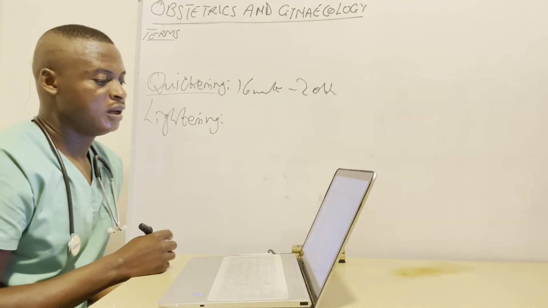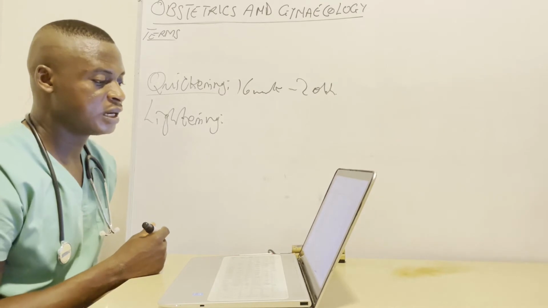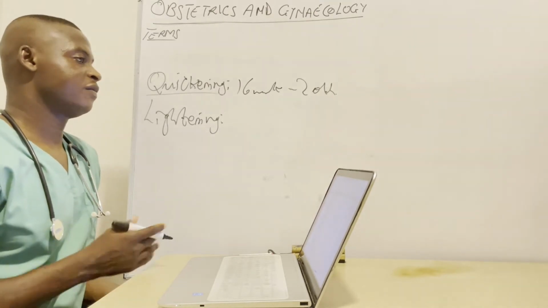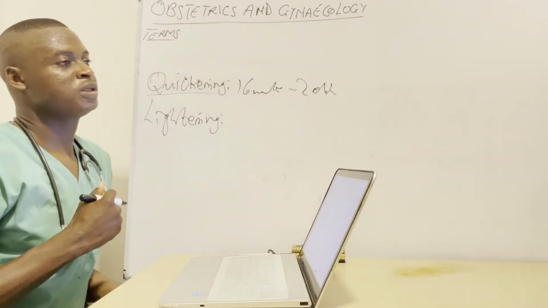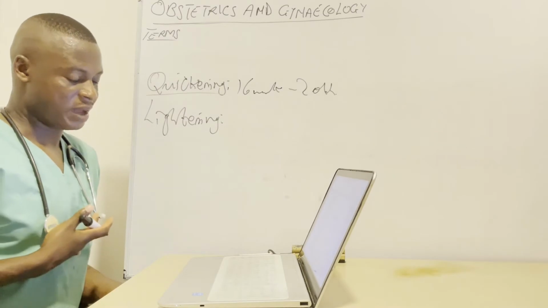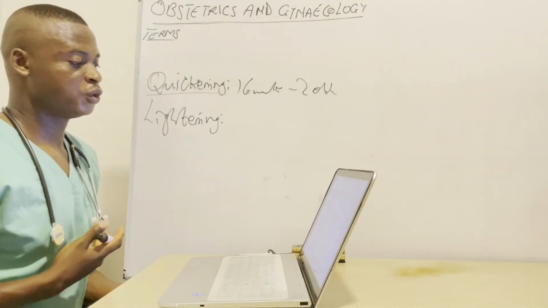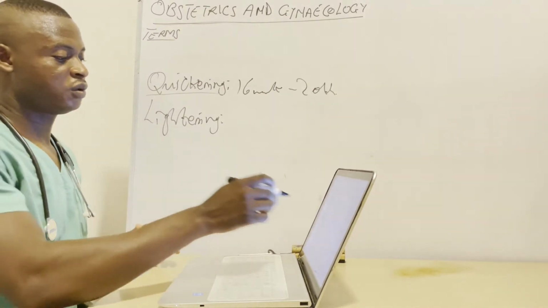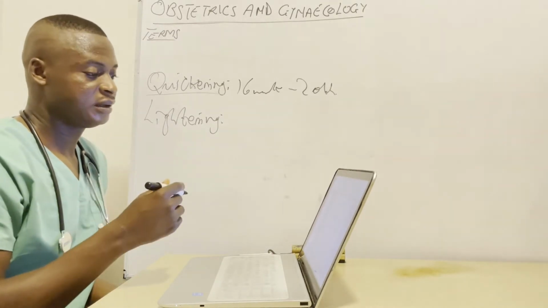Lightening is the descending of the fundus and the relief of pressure experienced by the mother. When you get pregnant, the uterus will be pushed up to a certain level. The top part of the uterus during pregnancy is what we call the fundus. So the descending of the fundus, releasing pressure from the mother, is what we call lightening. It means you're about to give birth or labor has set in.